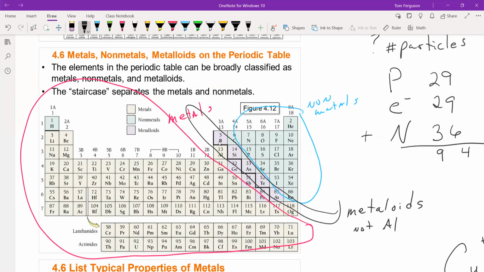Okay, so you need to know how the periodic table is organized. So I'm basically going to give you a periodic table. I'm going to say, identify these: alkali earth metals, halogens, noble gases, metals, nonmetals, and metalloids.